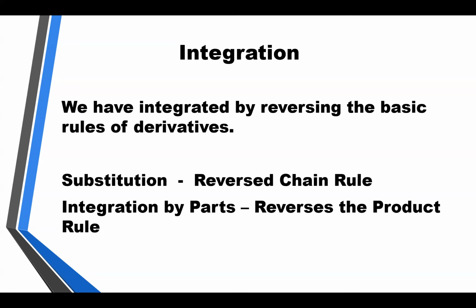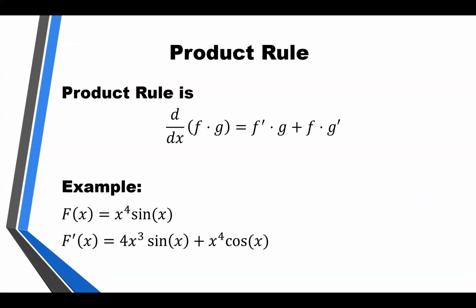So using substitution to integrate reverses the chain rule of derivatives. Doing integration by parts is reversing the product rule of derivatives. So let's go back and review what the product rule was.